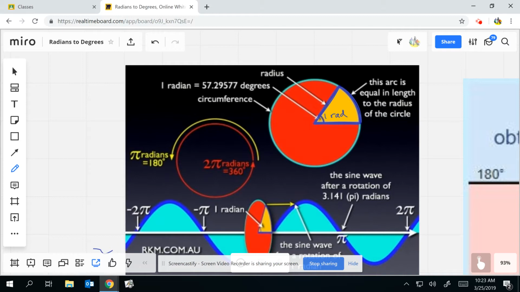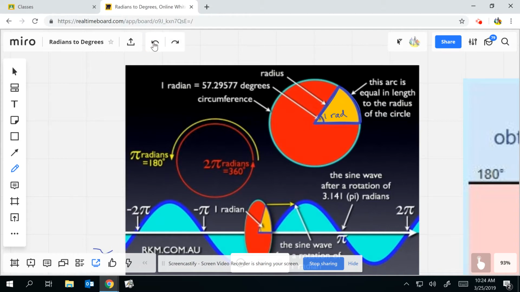That's the length of 1 radius. If you took your radius off the circle and laid it around the outside of the circle, wherever that 1 radius stops is 1 radian. Now in this picture, the yellow shows you that it's halfway around the circle. That gets you to what we call pi radians. We're going to see why in a second. And the red one shows you that all the way around gets you 2 pi radians.